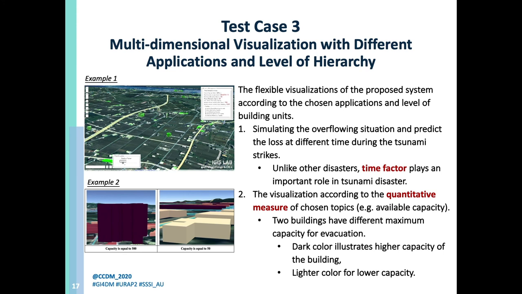Example 2 is about the visualization according to the quantitative measure of chosen topics. Like the lower picture in this page, two buildings have different maximum capacity for evacuation. The dark color represents the higher capacity of the building, and the lighter color for lower capacity.